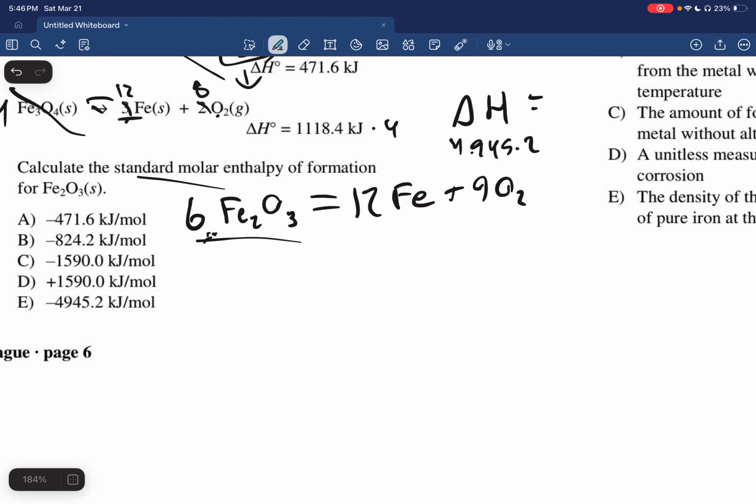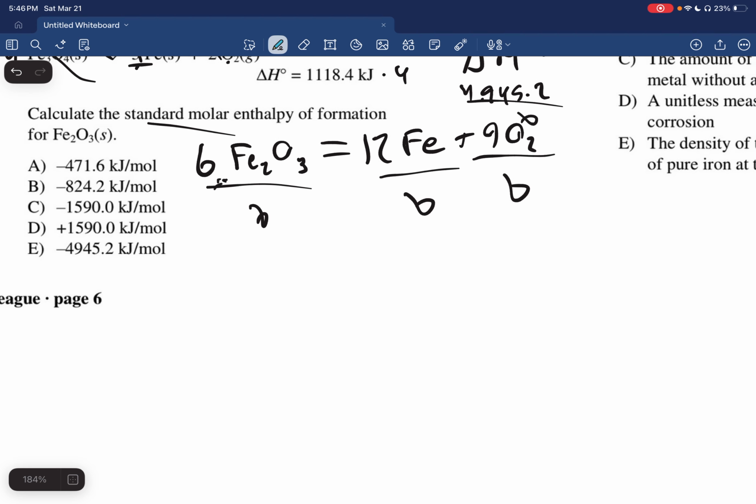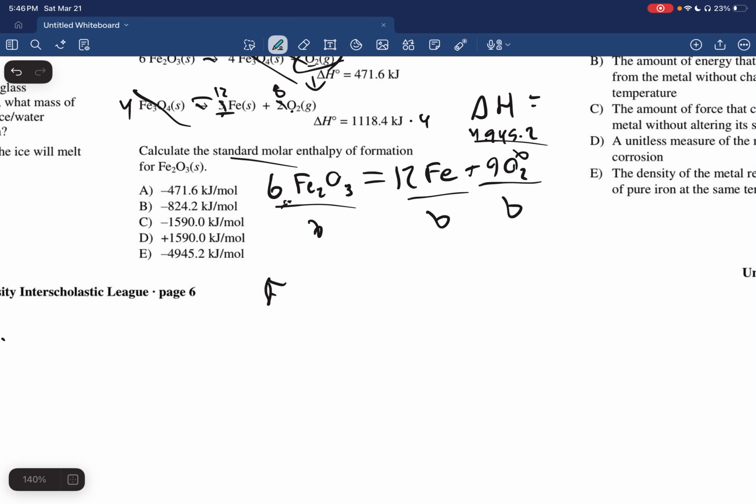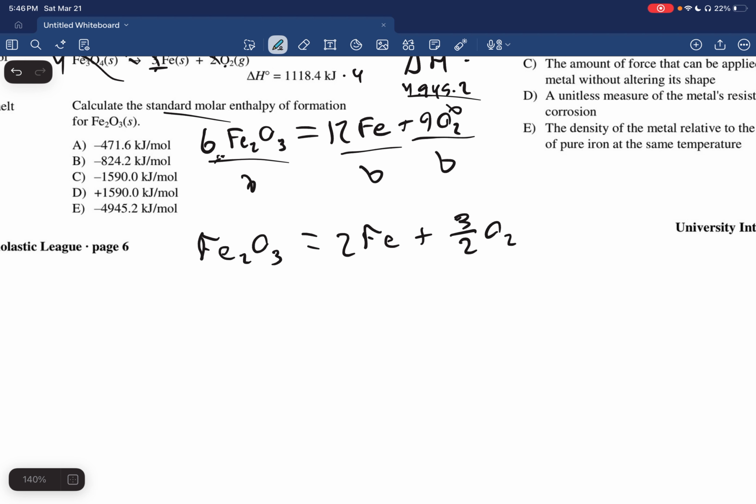So we need to divide this whole equation by 6 now, and that includes our delta H. So when we do that, we'll be left with Fe2O3 equals 2Fe plus 3/2 O2. And we also need to divide our delta H by 6. So let's go ahead and do that too. And that'll leave us with 824.2 as our delta H.